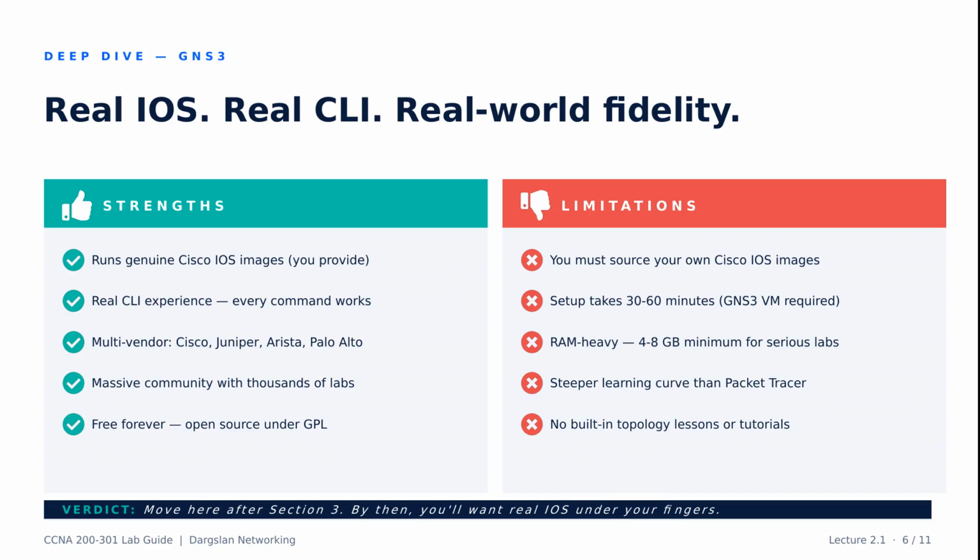GNS3 is where things get real. You're running genuine Cisco IOS images on your own machine, so every command in the blueprint behaves exactly as it would on production gear. The catch is, you'll need to source those images yourself, set aside an hour for setup, and have 4 to 8 gigs of RAM to spare. My recommendation: graduate here after Section 3 once you've got the fundamentals down and you're hungry for the real CLI under your fingers.